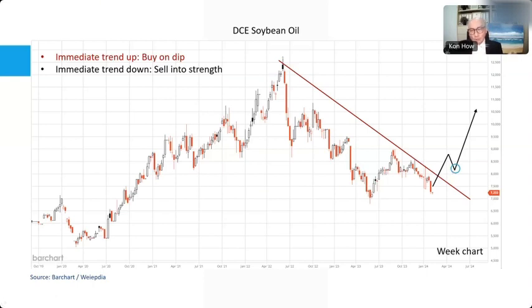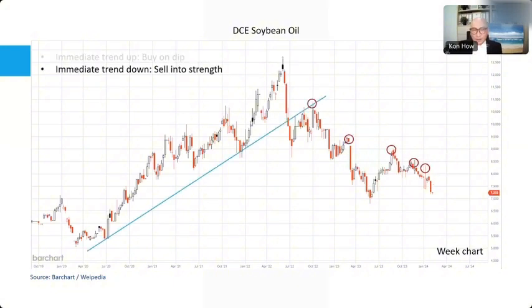Now, when this happens, my strategy is to buy into dips. I will focus on buying into dips, but that doesn't mean that I will not sell. I will still sell when the opportunity arises, but the focus will be buying into dips. So it's just like earlier when the DCE soybean oil broke this uptrend line, the focus was to sell into strength.